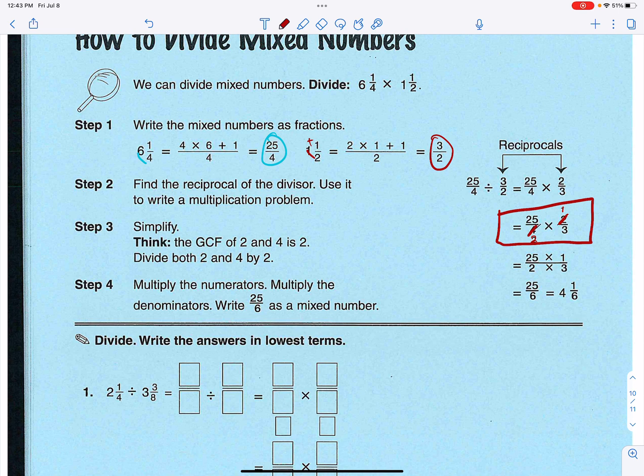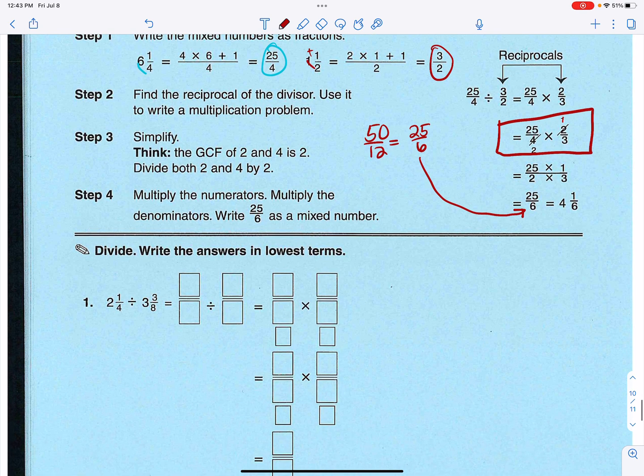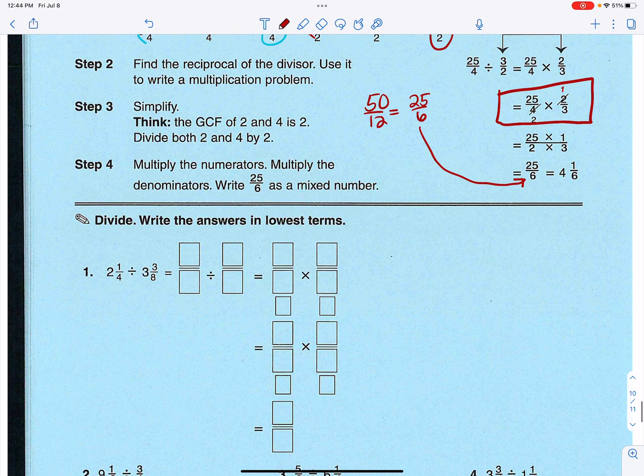I'm going to do that on a couple of these problems just to see if you like that. But you can also just ignore all of that canceling. And so you can multiply straight across and get 50 twelfths. And then I know 2 goes into both of them, 25 sixths, which is the same answer. So it doesn't matter to me. This is one of those things that we've kind of talked about. Whatever makes the most sense to you is fine with me. So you can cancel them or you can multiply and cancel. It doesn't matter.